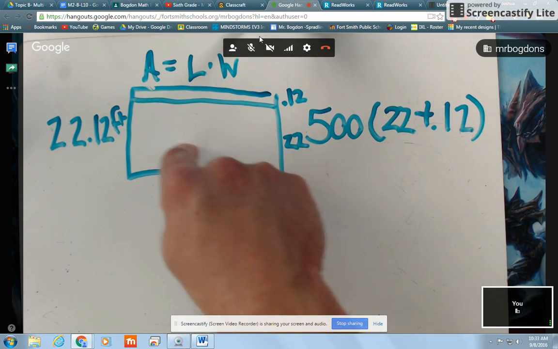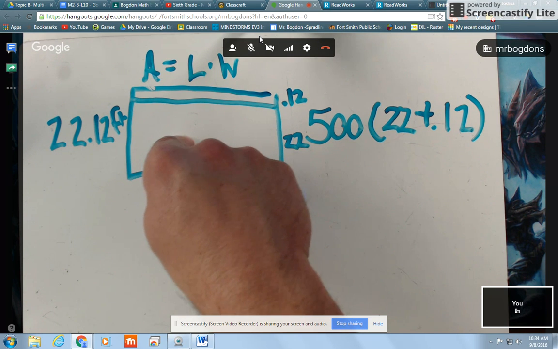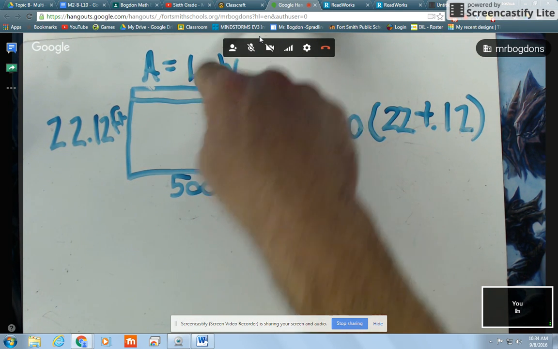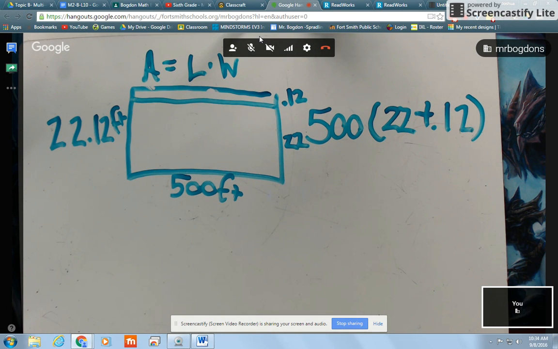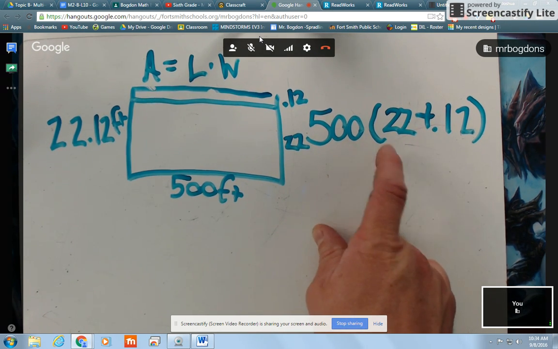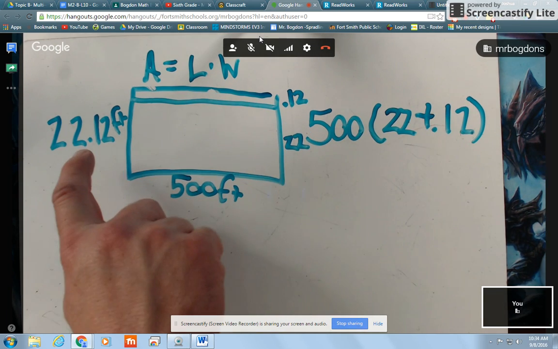So I need to find the area of this. That's one partial product. Then the area of this little tiny rectangle. That's another partial product, right? What does it mean to distribute something again? If I'm distributing candy, what am I doing? I'm passing it out. So I see that I have 500, and I need to pass out the 500 to the 22 and 1200s.